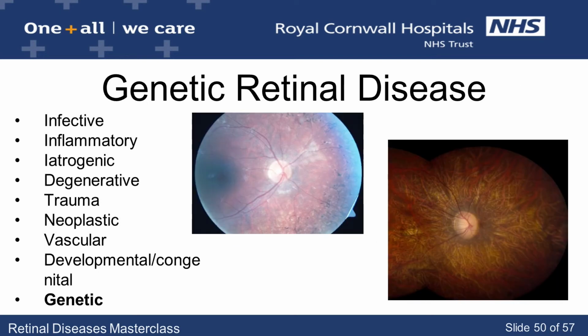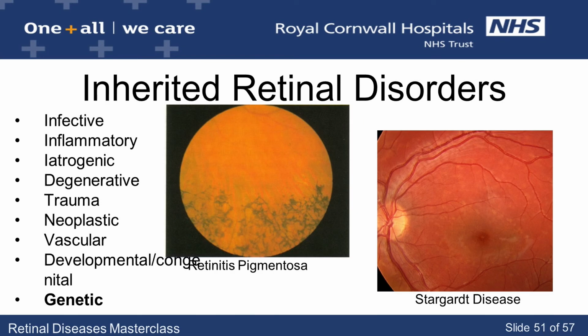So a number of retinal diseases are inherited, and this is why it's important to take a good family history when you are taking a history for retinal disease. You can see here that this is retinitis pigmentosa, characterized by a waxy pale disc and mid-peripheral pigmentation of the retina. And here is another picture of retinitis pigmentosa on the left, but also some very subtle little white flecks at the macula on the right-hand picture, which is one of Stargardt's disease.